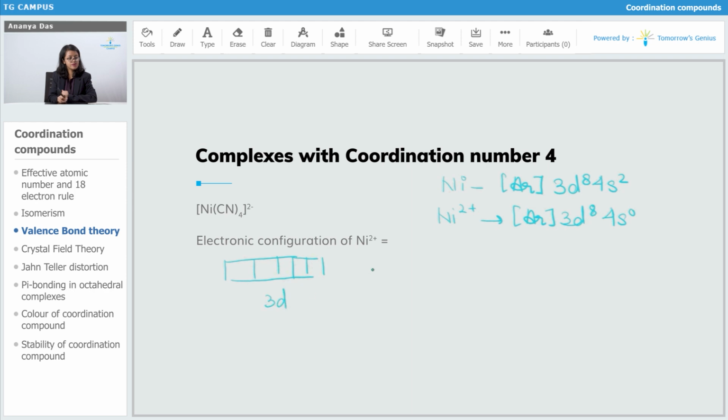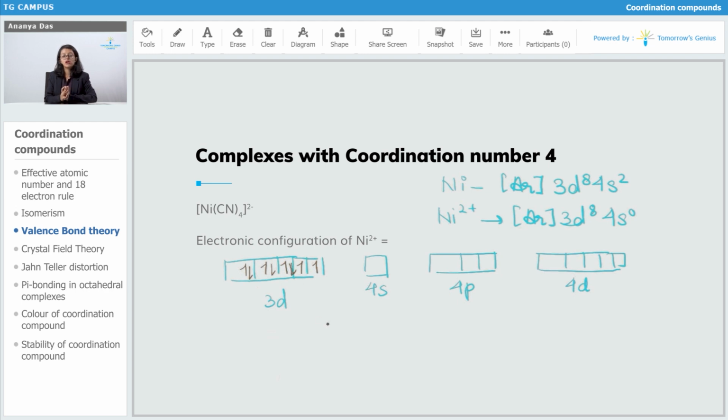That's 3d, 4s, 4p, 4d. Now let us put our electrons of nickel in this. So there are 8 electrons: 1, 2, 3, 4, 5, 6, 7 and 8.